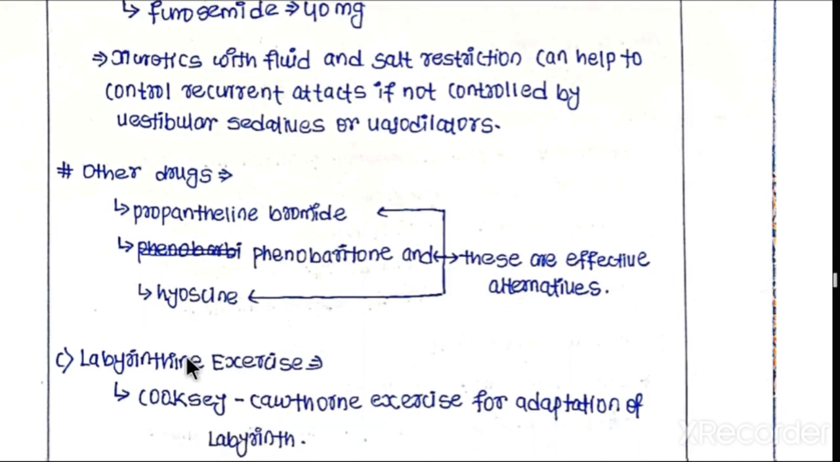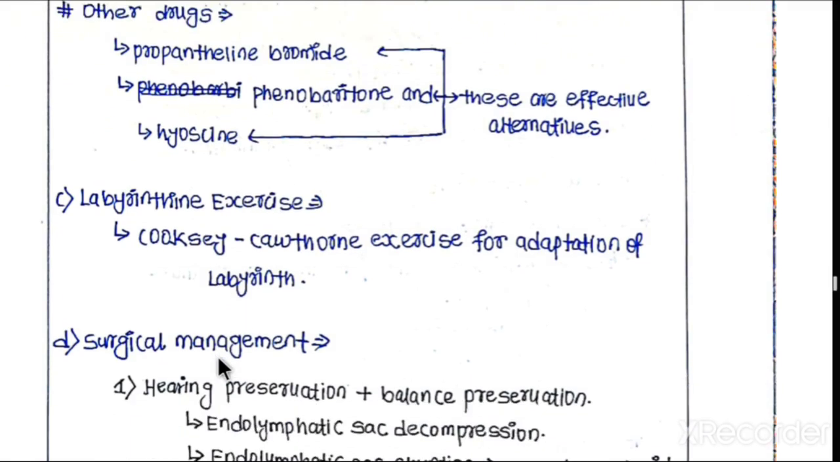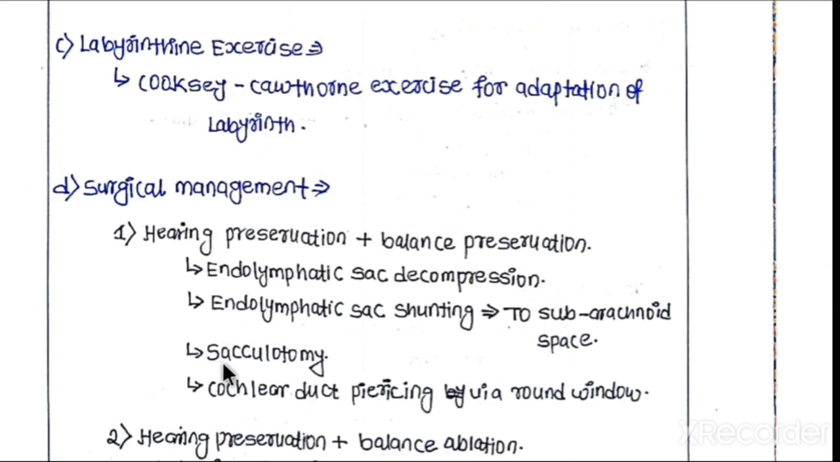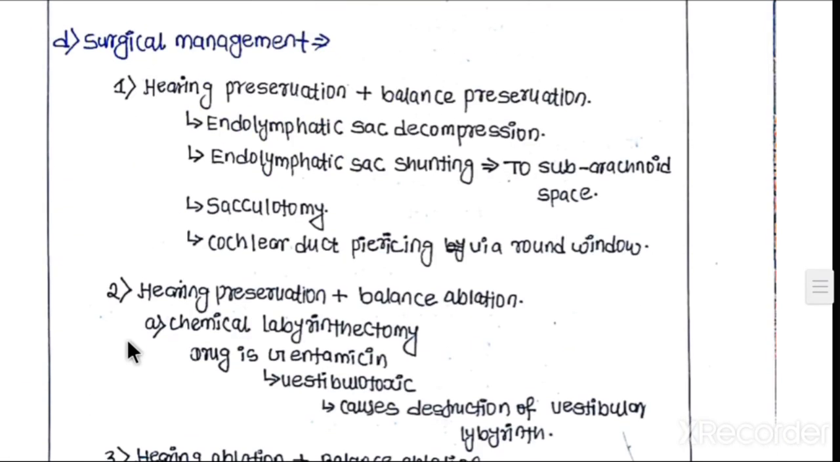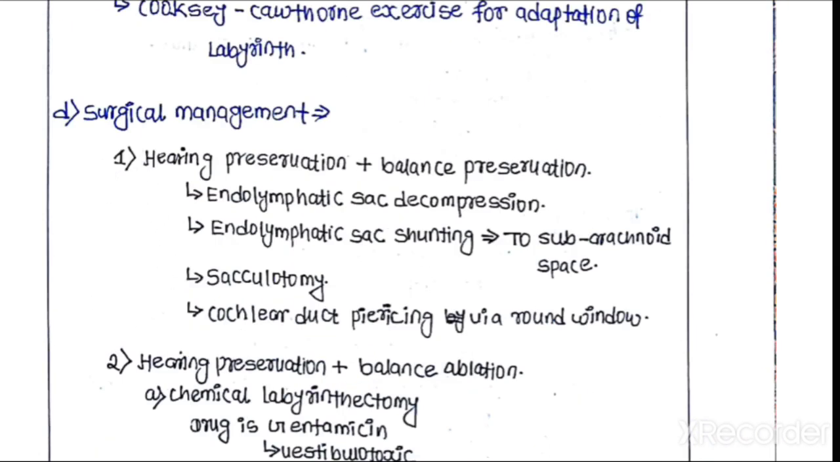Labyrinthine exercise. One of the exercises is called Cawthorne exercise, for the adaptation of labyrinth. Other, surgical management. Surgical management can be divided into 3 subtopics, that is hearing preservation and balance preservation, hearing preservation and balance ablation, and hearing ablation and balance ablation. So in the first case, we have to preserve both hearing and balance, that is endolymphatic decompression.